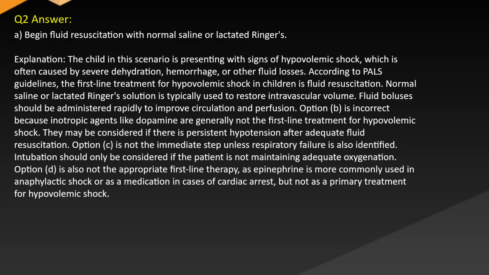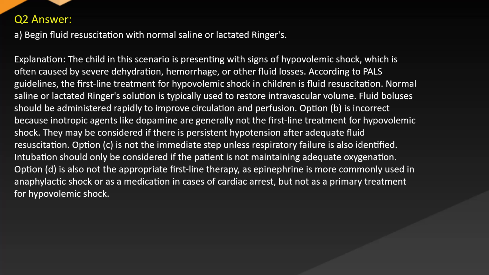Answer A. Begin fluid resuscitation with normal saline or lactated ringers. Explanation: the child in this scenario is presenting with signs of hypovolemic shock, which is often caused by severe dehydration, hemorrhage, or other fluid losses. According to PALS guidelines, the first-line treatment for hypovolemic shock in children is fluid resuscitation. Normal saline or lactated ringer solution is typically used to restore intravascular volume. Fluid boluses should be administered rapidly to improve circulation and perfusion.